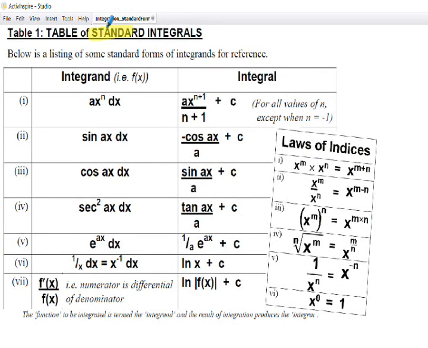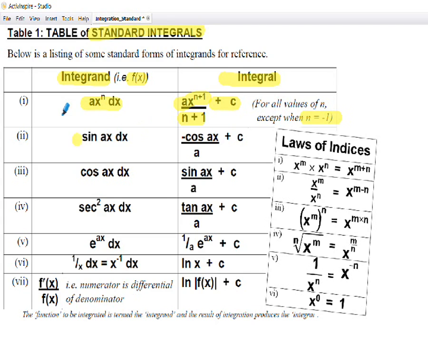Okay, our standard table of integrals here. You're probably familiar with the standard table of differentials. This is the reverse table. In this column we have the integrand, the function of x, and then the solution, the integral, in this column. We take our first format, ax to the n, the polynomial, integrated with respect to x will give us a solution of ax to the n plus 1 over n plus 1 plus c. I'll talk about the plus c in a moment. This solution works for all values of n except when n is equal to minus 1.